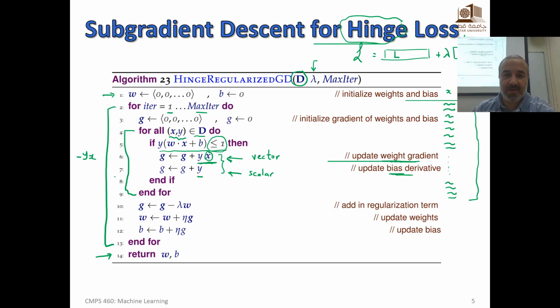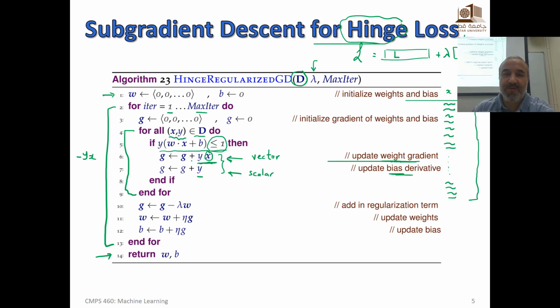Now we said that the derivative, any question so far? Any question on this? Yes. When we used to calculate the gradient and if it's positive or negative, we either add it or subtract it to make it equal. Yes, let me explain this now.